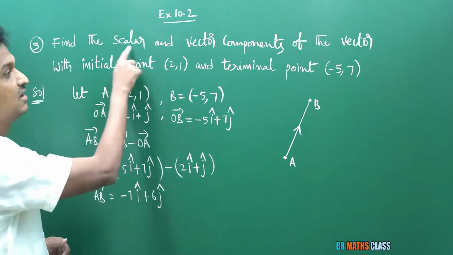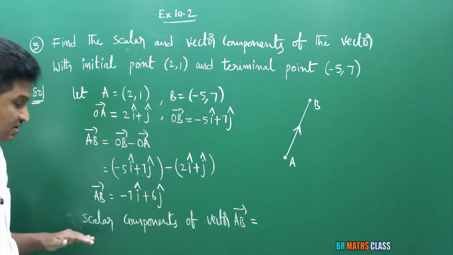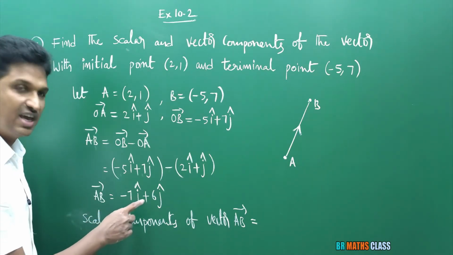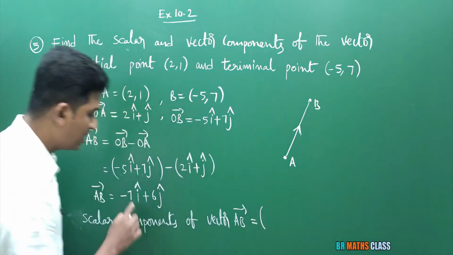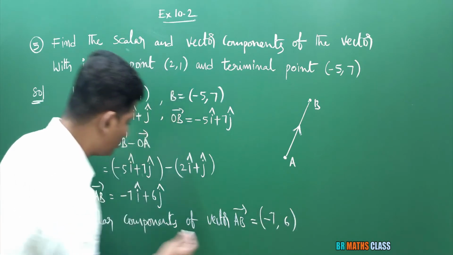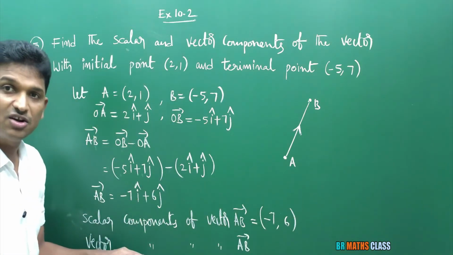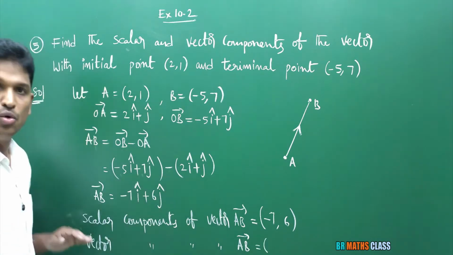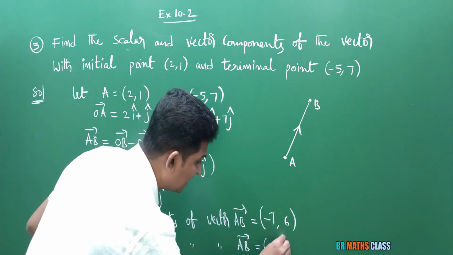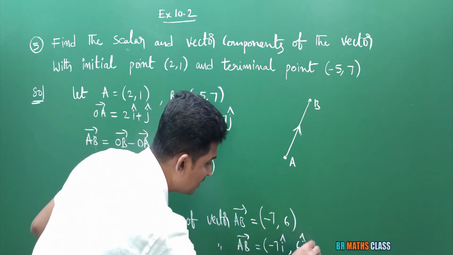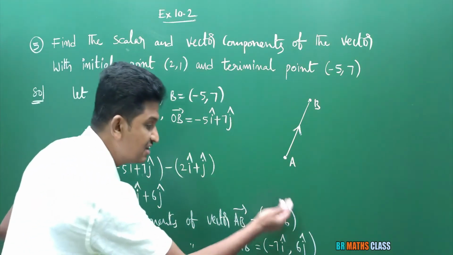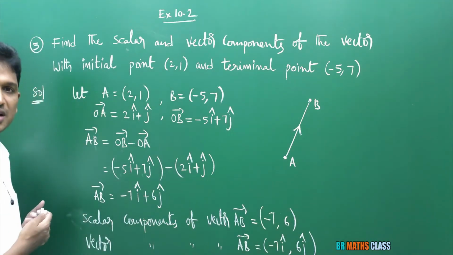Now what they are asking? Scalar components of vector AB bar. See here I got AB bar as minus 7 I cap plus 6 j cap. Now what are its scalar components? Its scalar components are minus 7, 6. These are the scalar components of the vector AB bar. Vector components of the vector AB bar. What are vector components of this vector AB bar? Minus 7 I cap, comma 6 j cap. These are known as vector components of the vector AB bar. These are known as scalar components of the vector AB bar.